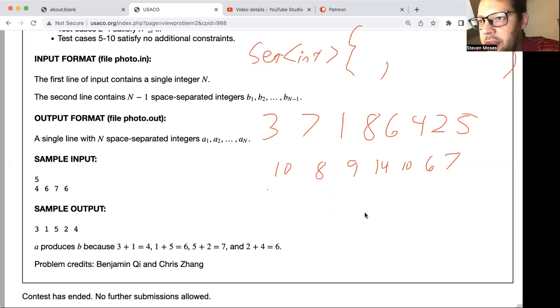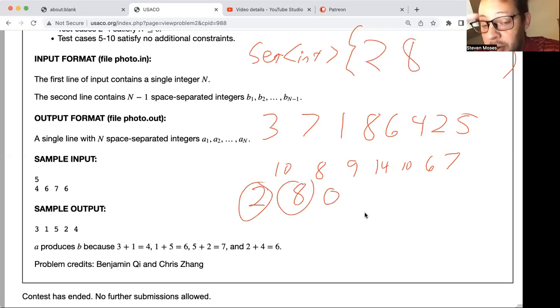Clear out the set, start over, start with 2. So 2 and something make 10, this would be an 8. 8 and something make 8 would be a 0. That's already a dead end again. So 2 would have been added to the set, 8 would have been added to the set.